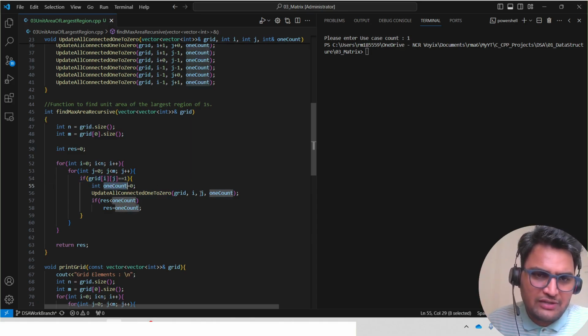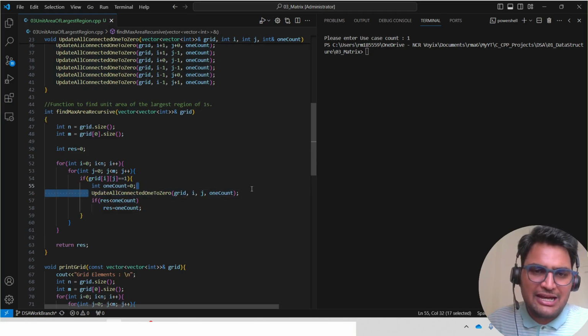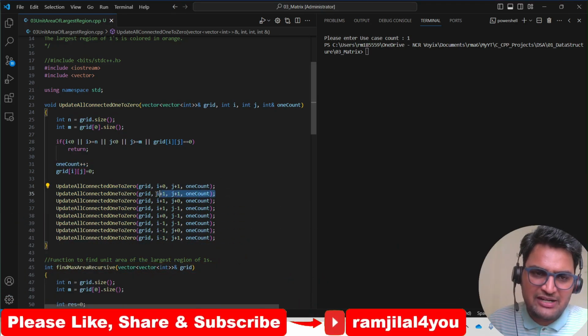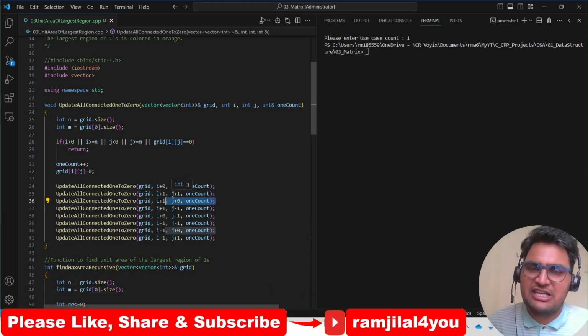Here we pass the one count as an IO parameter, which means we give the input and also take output from it. Once we check the current region, it goes into this region, finds all the connected ones, makes them 0, and updates the count. That is what it is doing in all 8 directions, checking for the 1.